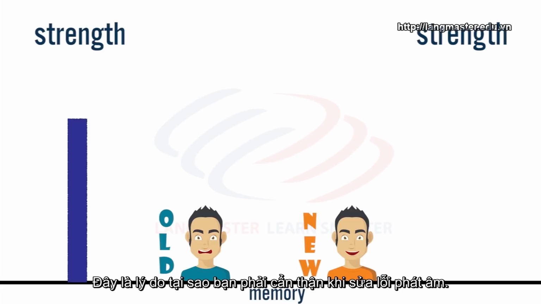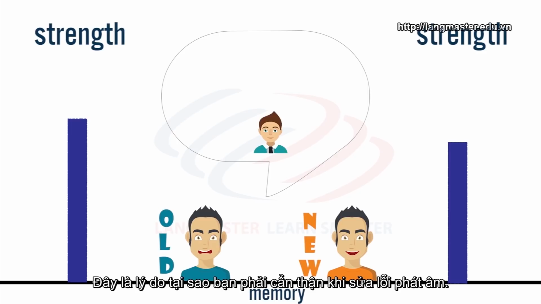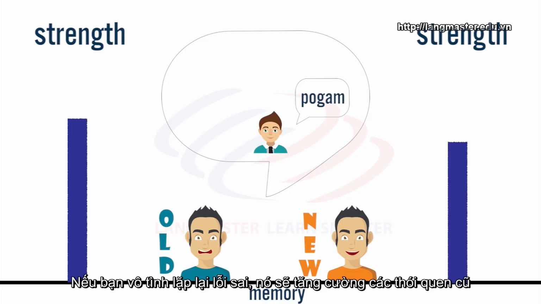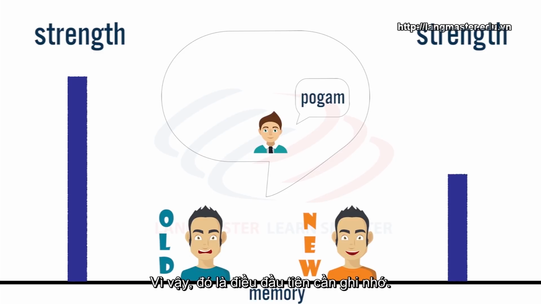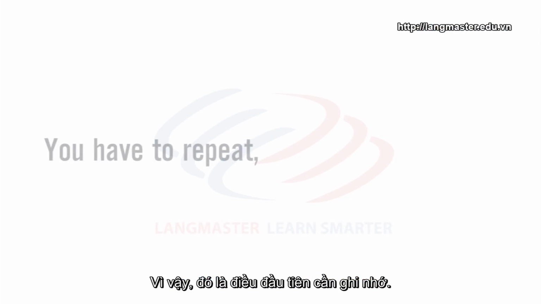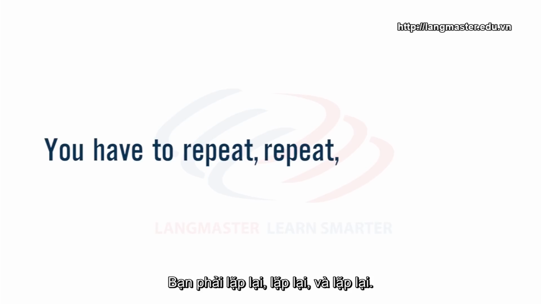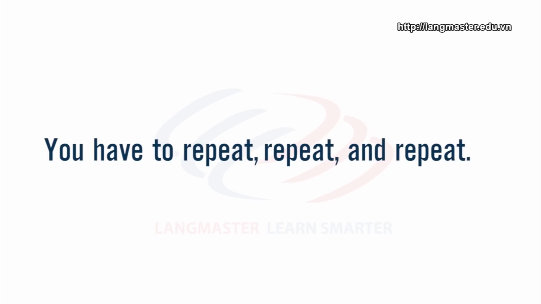This is why you have to be very careful when fixing a mistake. If you accidentally repeat the mistake, it'll strengthen the old habit and weaken the correction that you're trying to make, making the problem worse. So that's the first thing you have to keep in mind. You have to repeat, and repeat.